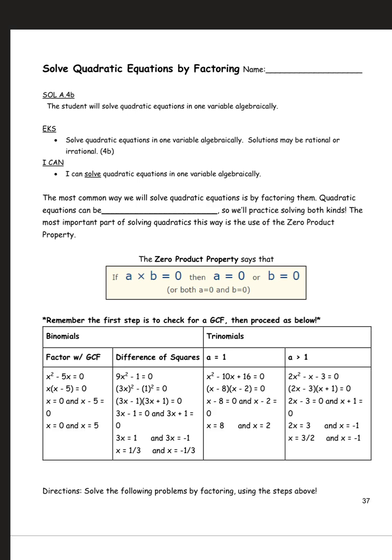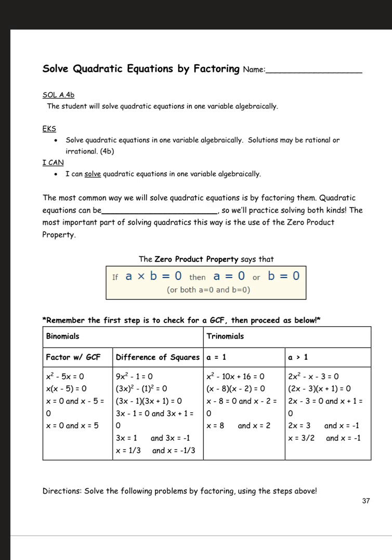When we solve quadratics, their solutions can be rational or irrational. The most common way to solve quadratics is by factoring them. Quadratics also can be solved using the quadratic formula, and we can also identify the solutions on the graph as well. The most important part of solving quadratics is the way we use the zero product property.